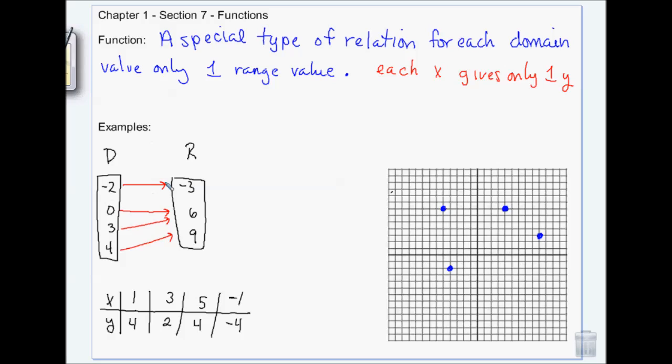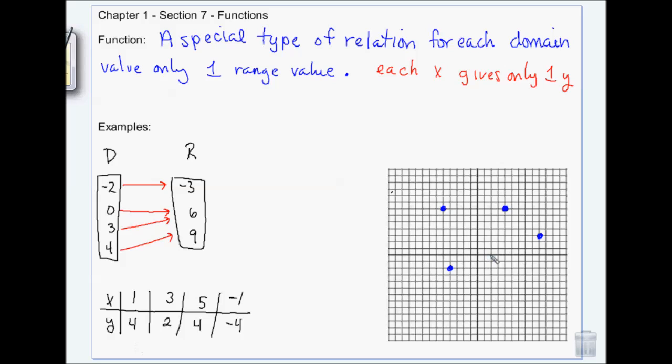So if I plug in -2, I get -3. If I plug in 0, I get 6. If I plug in 3, I get 6. That's okay, because 0 didn't give me 6 and say 9. 0 just gives me 6. 3 gives me 6, 4 gives me 9. Here, 1 gives me 4, 3 gives me 2, 5 gives me 4, -1 gives me -4. I don't have 1 giving me 4 and 2. 1 just gives me 4.